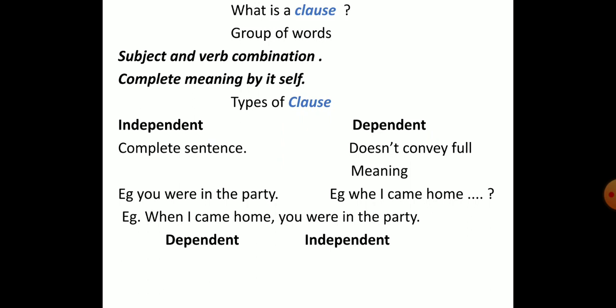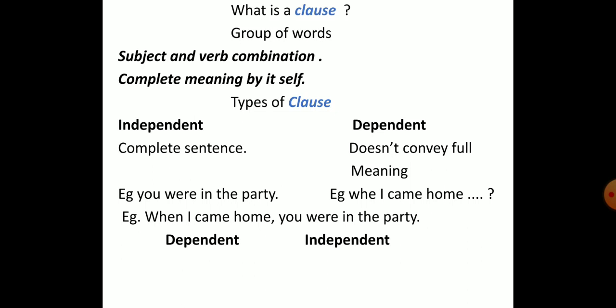Now, what is a dependent clause then? It is a group of words with a subject verb combination, but it doesn't convey full meaning, and hence it is not used as a sentence. For example, "when I came home" has a subject, I, and a verb, came, but it lacks the entire thought. That is, when I came home, then what? We want to know what happened after that.